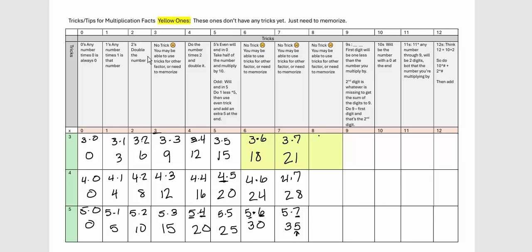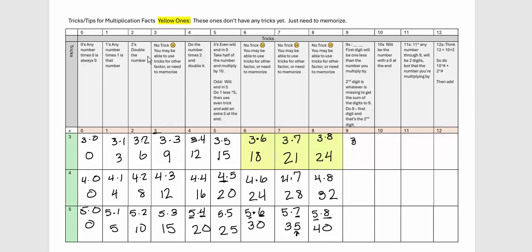All right, 3 times 8. This is 24. Again, one of those ones we just have to memorize. 4 times 8. So 2 times 8 is 16, times 2 is 32. And then 5 times 8. We have 5 times an even number, so half of 8 is 4, so this is 40.